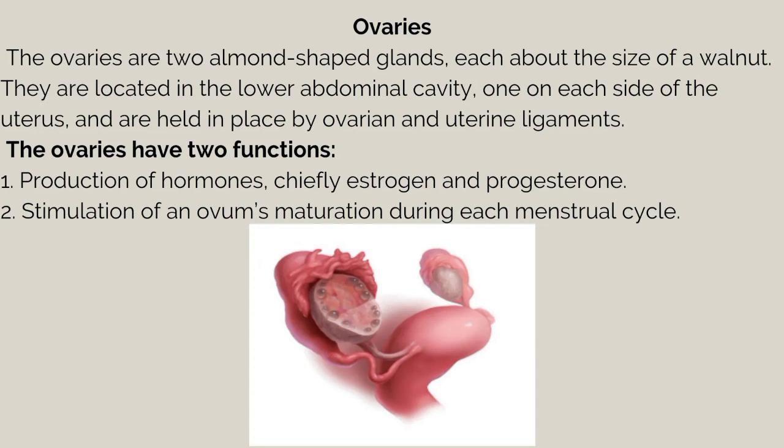So in short, ovaries make eggs and hormones like estrogen and progesterone, and these hormones help girls develop and make it possible for a woman to have a baby.